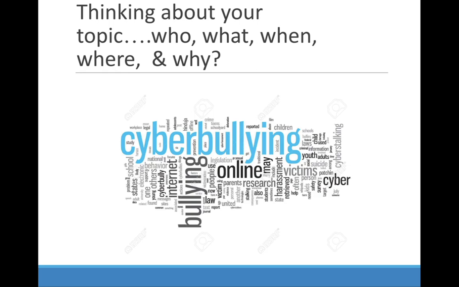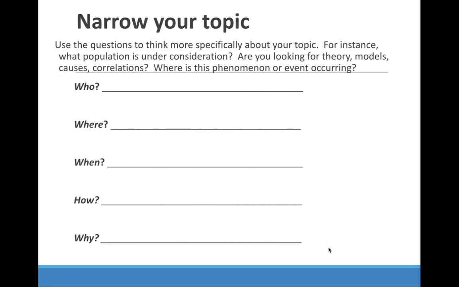phenomenon of bullying. And so what you want to do is think about the who, what, when, where, and why of your topic. So these questions are designed just to get you to think deeply about your topic. For example, what population? Who is under consideration? Are you looking for theories, models, causes, correlations? And where is this phenomenon or event occurring?